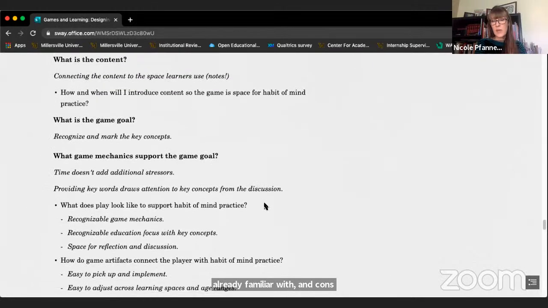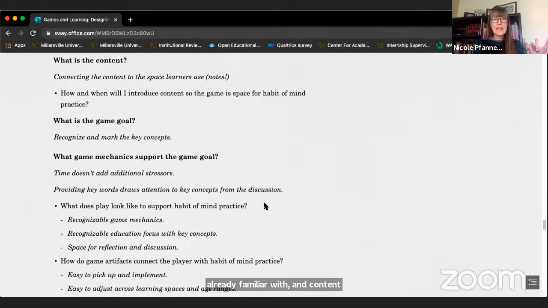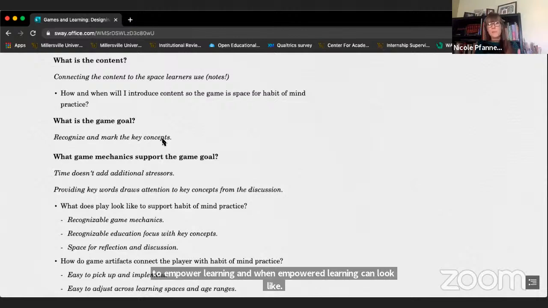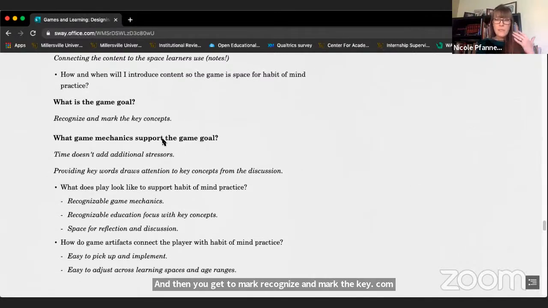Content was also a primary factor. Here are the keywords that I want you to have, but it's not just keywords that I want you to have, it's keywords to draw your attention to empowered learning and what empowered learning can look like. Then you get to recognize and mark the key concepts. In most learning spaces, the goal at the end of this, especially when we start talking about the mechanic, is what am I trying to accomplish? How do these game mechanics allow that? And again, this is where I'm drawing very heavily on casual games.